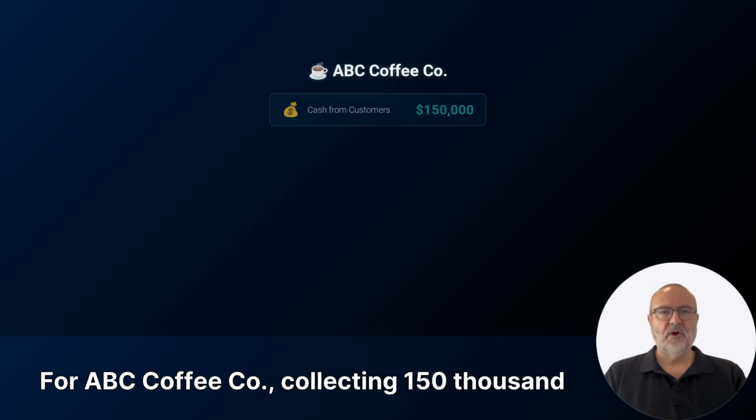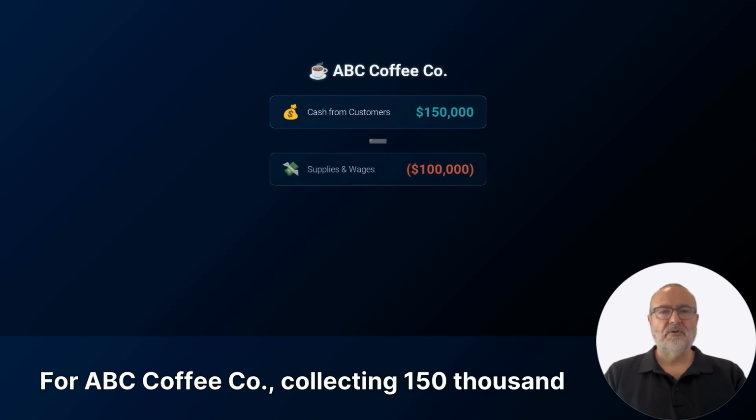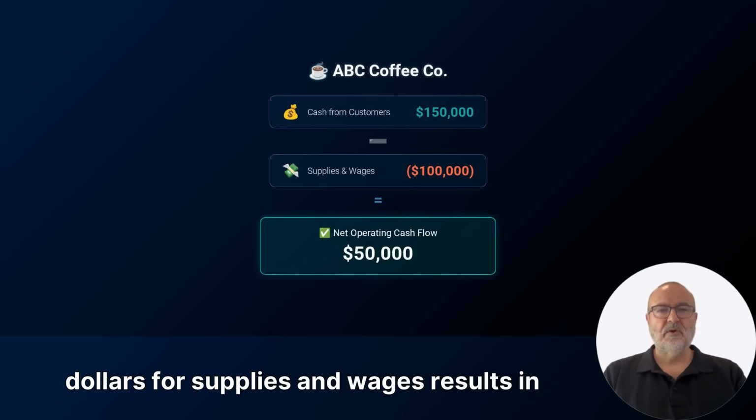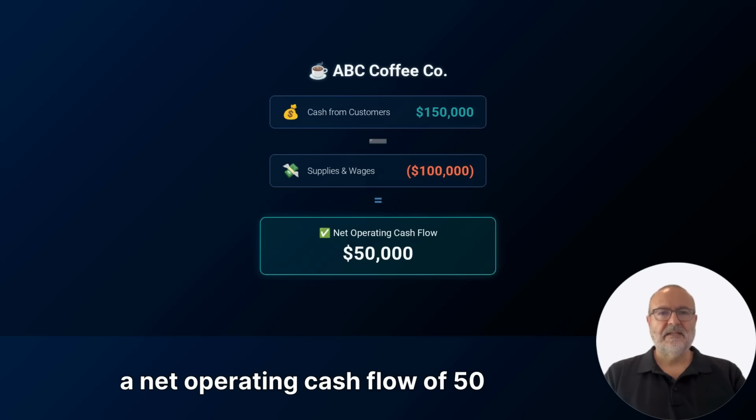For ABC Coffee Co., collecting $150,000 from customers and paying $100,000 for supplies and wages results in a net operating cash flow of $50,000.